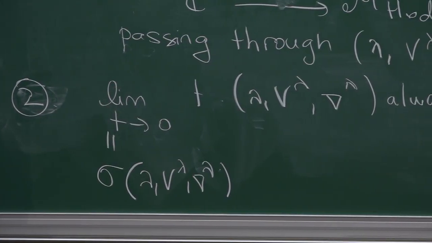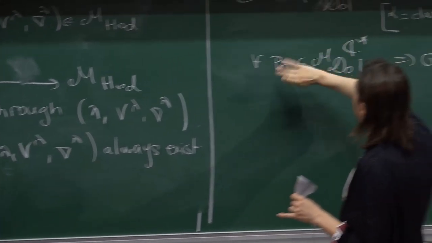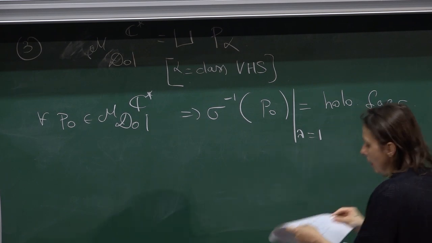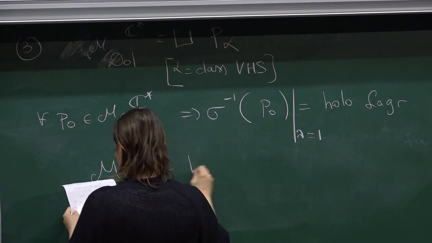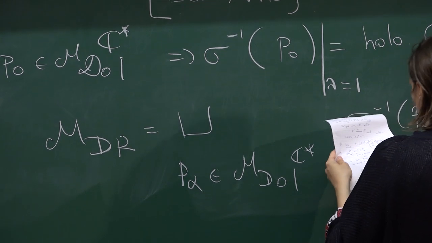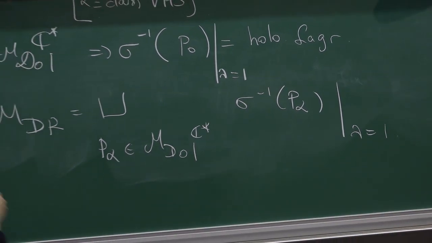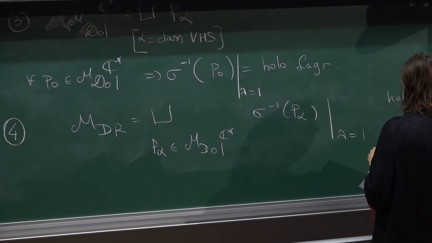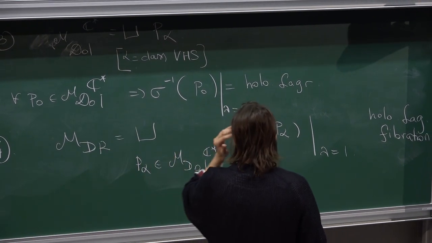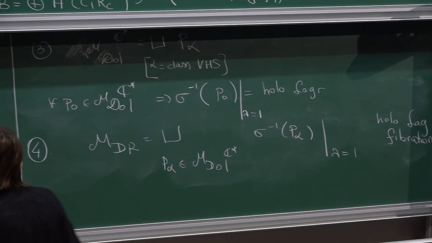Okay. So all the points that are fixed under this. Here I have the set of all the fixed points that live in the Dolbeault, and for every point here, I look at all the points that get fixed under this, and this will be a holomorphic Lagrangian, and this will give the stratification of the de Rham moduli space. So this is a holomorphic Lagrangian fibration. So all the points that are C star fixed points under this action.